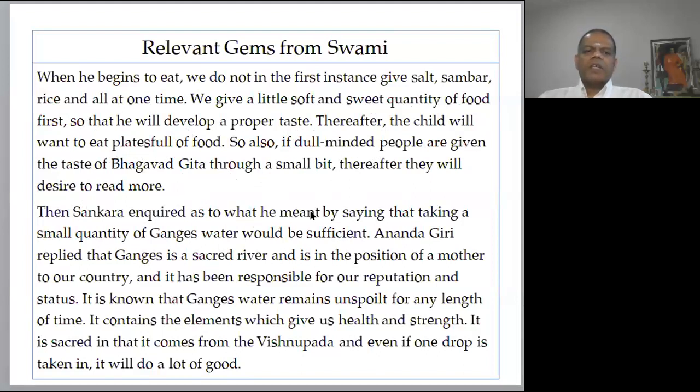Then Shankara inquired as to what he meant by saying that taking a small quantity of Ganges water would be sufficient. Anandagiri replied that Ganges is a sacred river and is in the position of a mother to our country. And it has been responsible for our reputation and status. It is known that Ganges water remains unspoiled for any length of time. It contains the elements which give us health and strength. It is sacred in that it comes from the Vishnu Pada. And even if one drop is taken, it will do a lot of good.